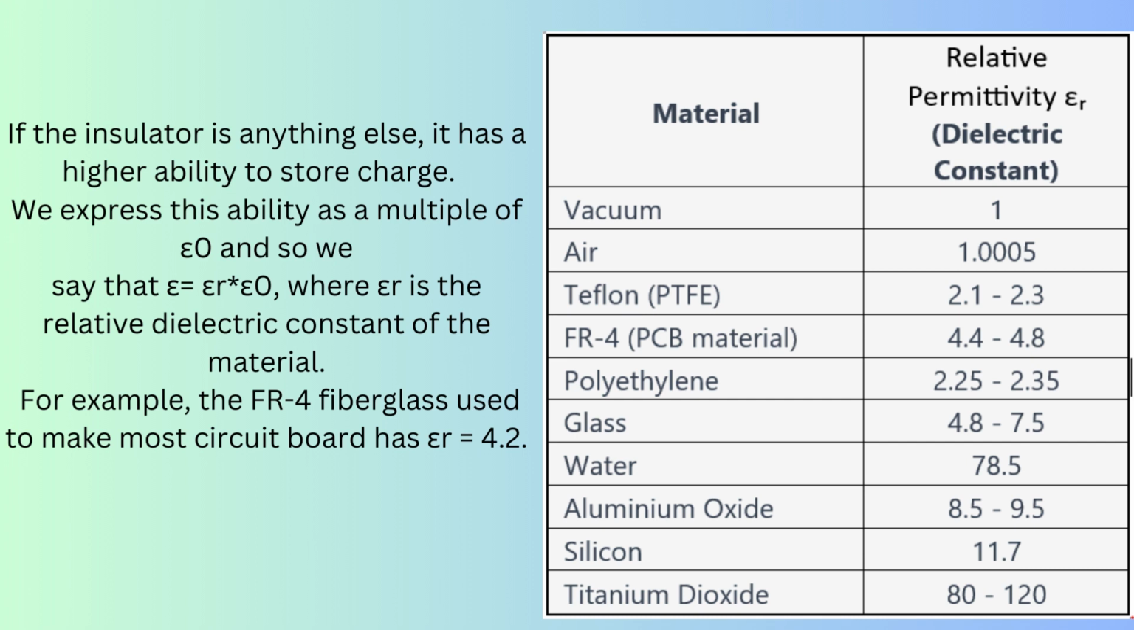We express this ability as a multiple of epsilon zero, and so we say that epsilon equal to epsilon r times epsilon zero, where epsilon r is the relative dielectric constant of the material. For example, the FR4 fiberglass used to make most circuit boards has epsilon r equal to 4.2.